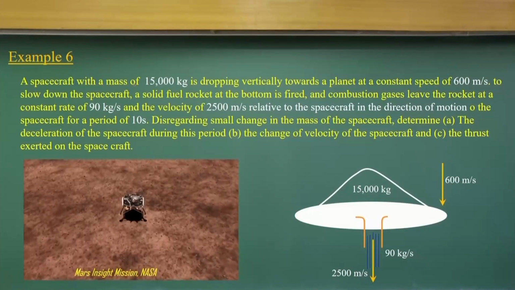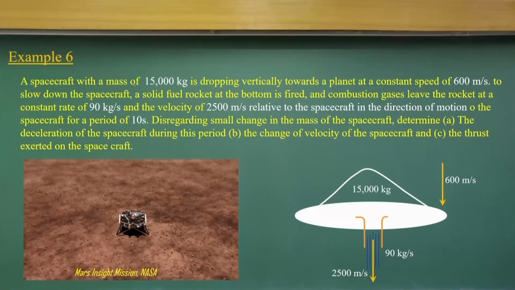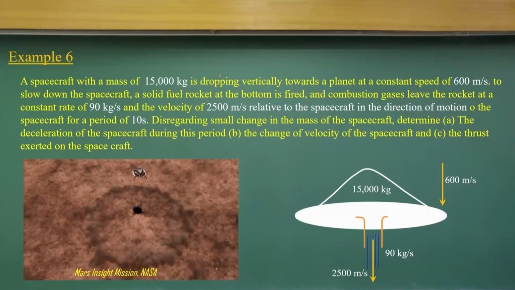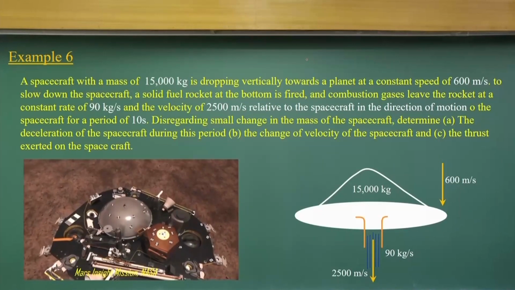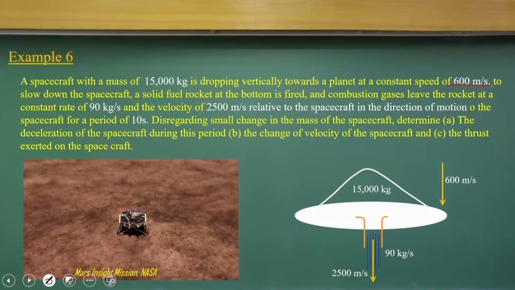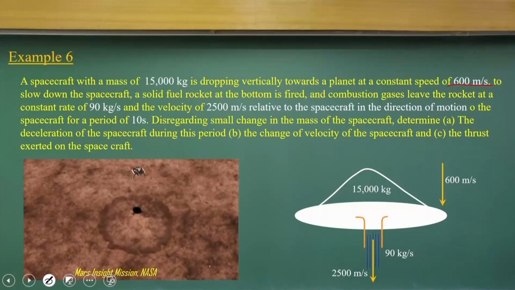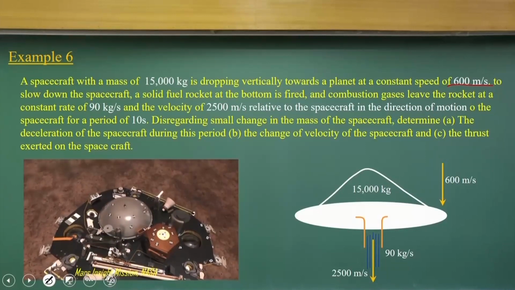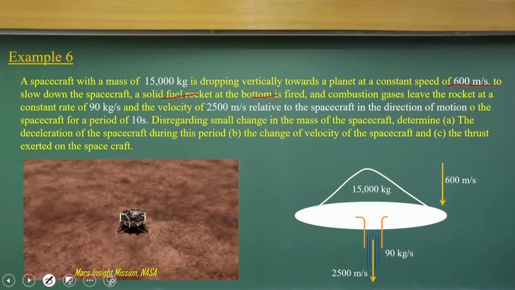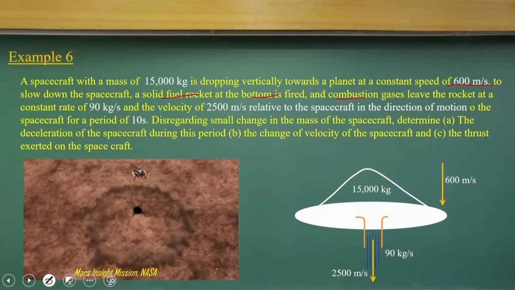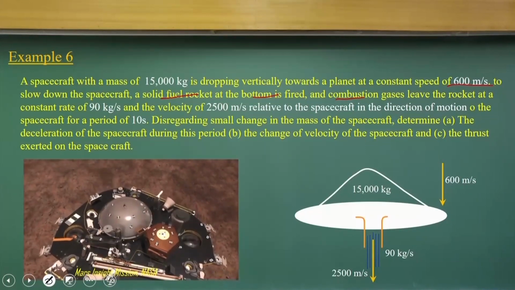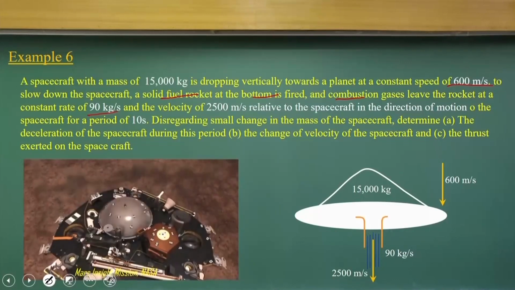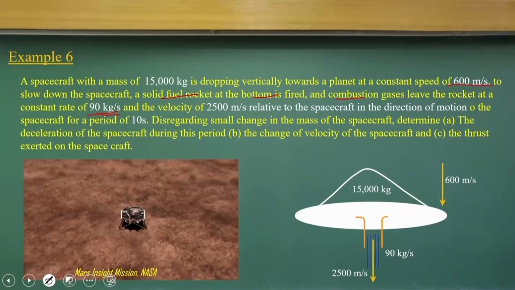So, how do you decelerate it? That is what we do, to decelerate. That is the problem we have considered. A spacecraft with a mass of 15,000 kg is dropping vertically towards a planet at a constant speed of 600 meters per second. To slow down the spacecraft, a solid fuel rocket at the bottom is fired. Combustion gases leave the rocket at a constant rate of 90 kg per second. This is what the mass rate is.